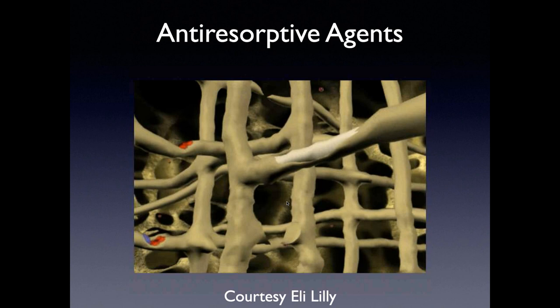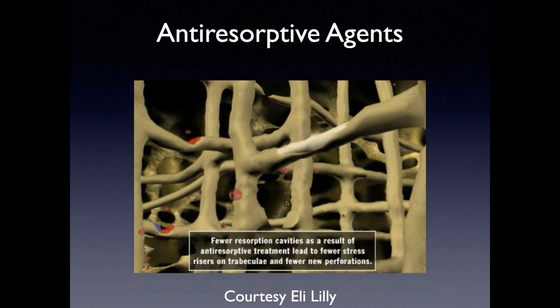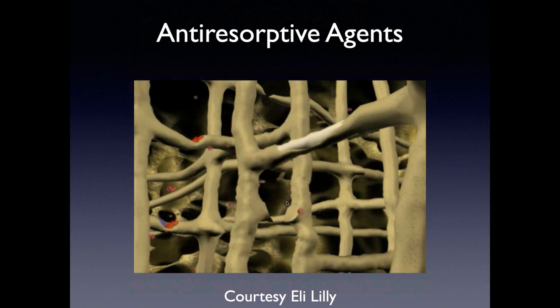The number of active remodeling units is reduced to normal. Consequently, there are fewer mechanical stress risers on the surface of the trabeculae, and trabecular perforation is reduced. Also, as a consequence of the reduced turnover rate, trabecular mineralization is increased.